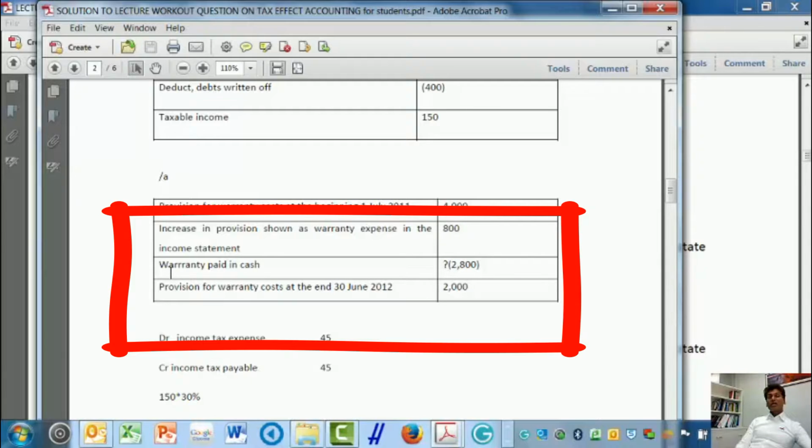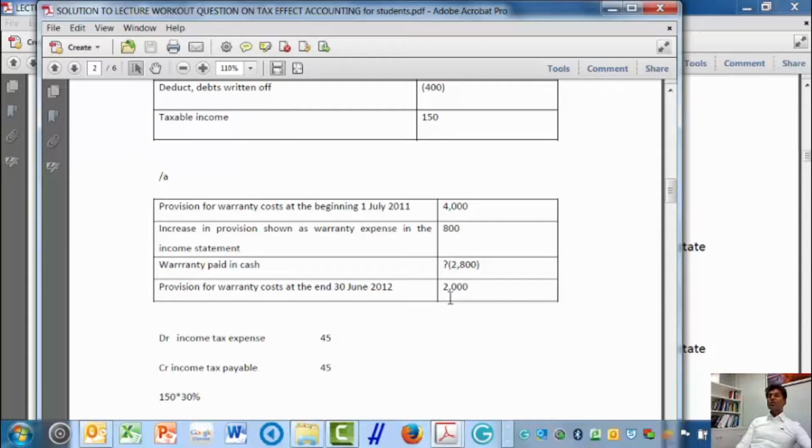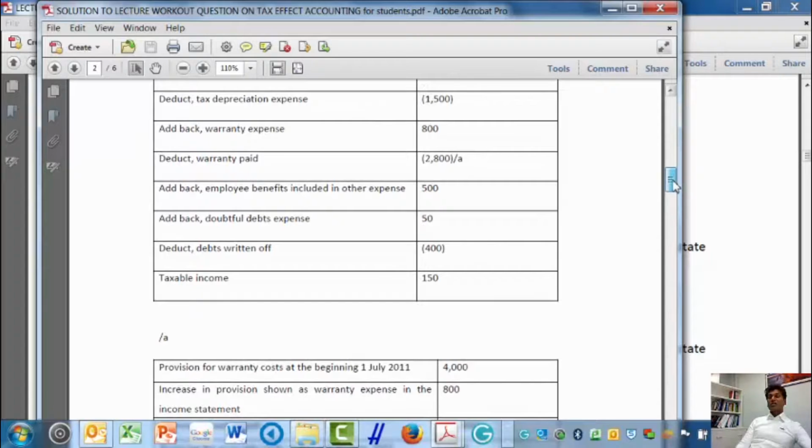Warranty paid in cash is something that we don't know. But what we know is provision for warranty costs that is given in the question is 2,000. So 4,800, but it ultimately became 2,000 because 2,800 was paid as warranty costs. That decreased the provision. So that's how I got 2,800.